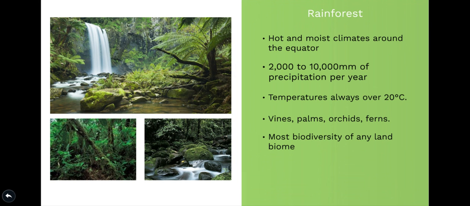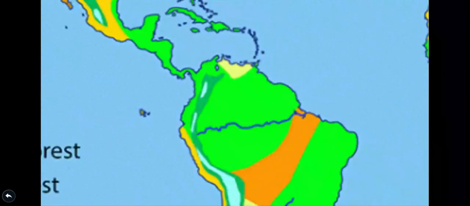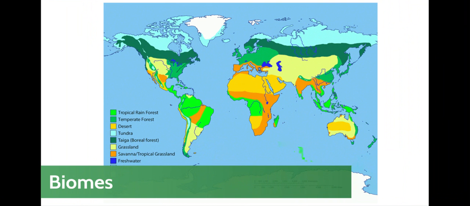Now, rainforests have the most biodiversity of any land biome, so this is where we find the biggest array of living creatures anywhere on the planet. And we're still finding species every day in the rainforest. Now, the majority of rainforest is located in Brazil, but we also find them in West Africa and also in Southeast Asia around Indonesia, Borneo, Papua New Guinea, and places like that. They are under quite a lot of threat, but they are really important biomes.